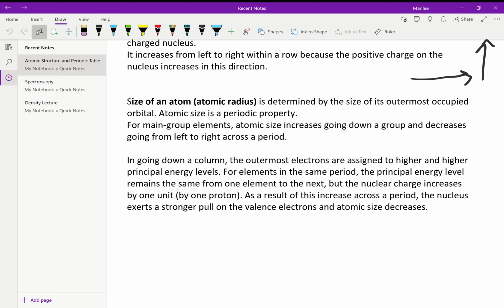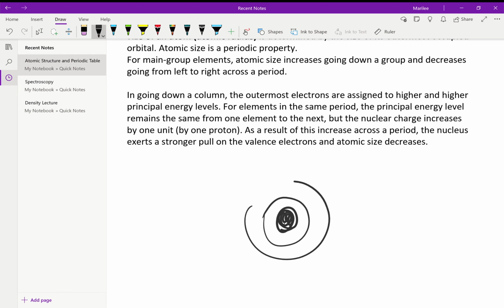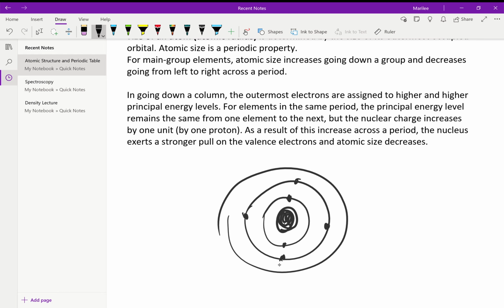As a result of this increase across the period, the nucleus exerts a stronger pull on the valence electron and atomic size decreases. So an example, we have a nucleus here, right? We have our first shell, second shell, third shell. So if our first shell is filled and our second shell is filled, our second shell can have maximum 8. And then let's say we have an electron here. So we get rid of this electron.